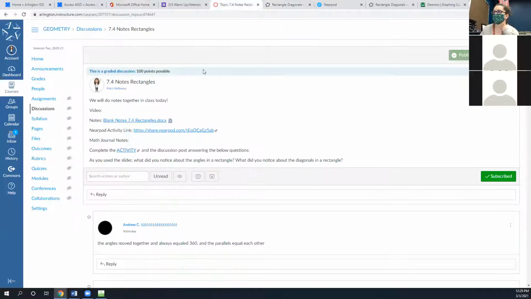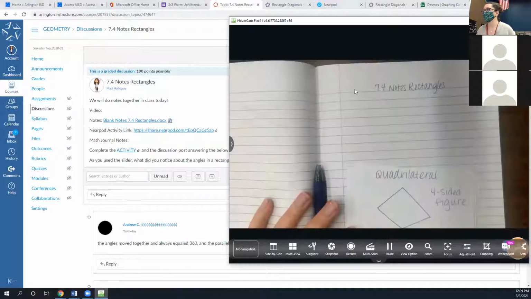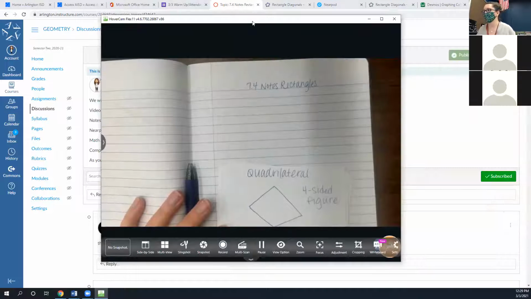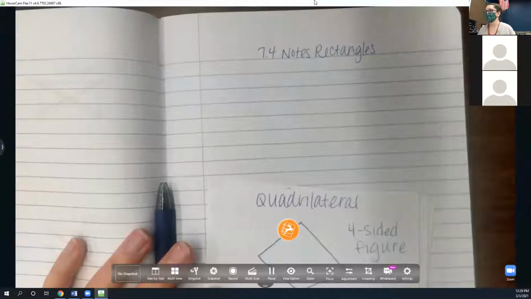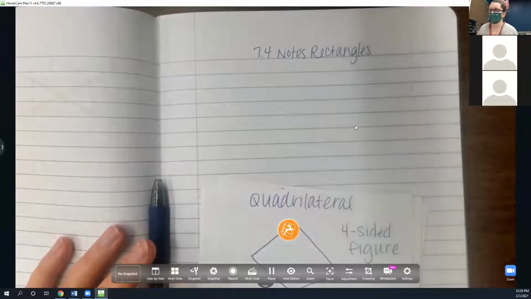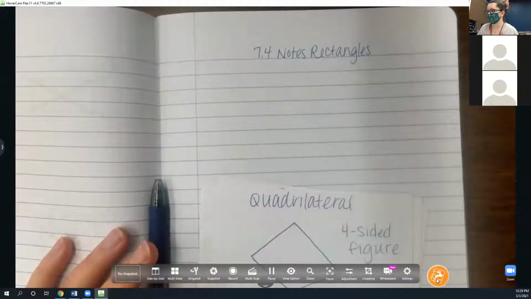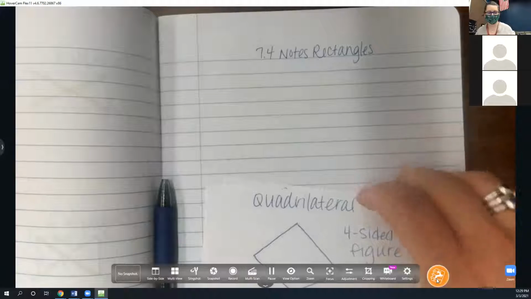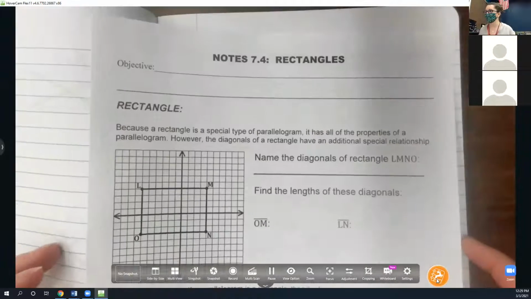So go back to your notes here, fill out that discussion post there. You can go to the activity yourself and look at those angles and diagonals there. All right, let's go ahead and take notes on rectangles really quickly. We'll have a fast class today. If you have your math journal out, go ahead and grab it out. If you have the blank notes out that look like this, you can use those too.